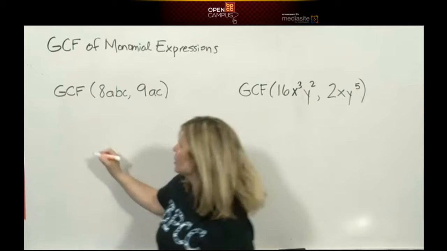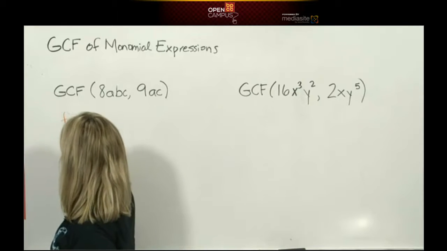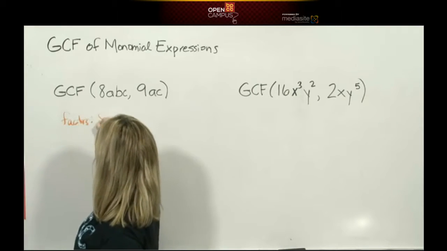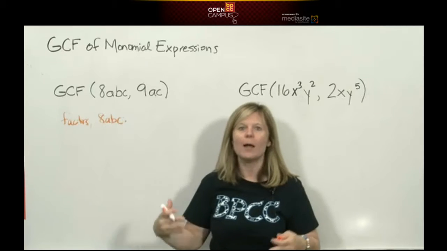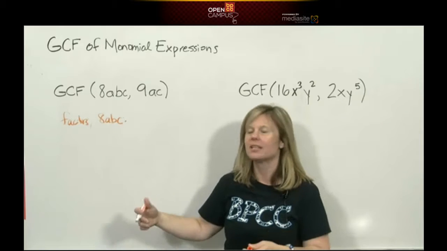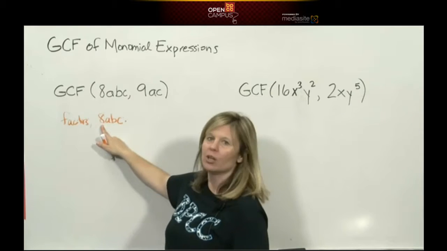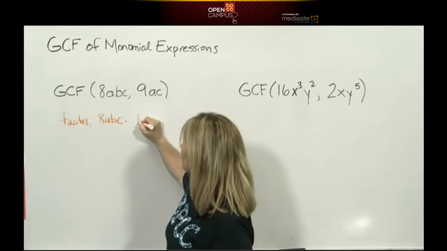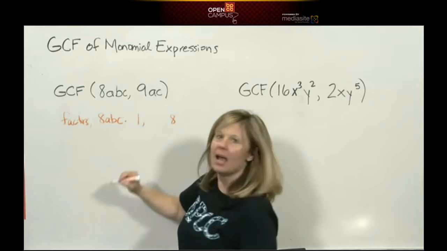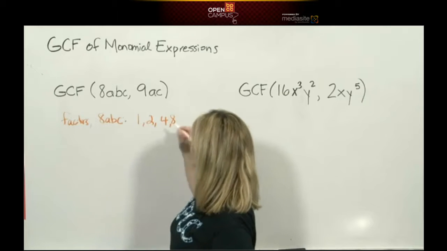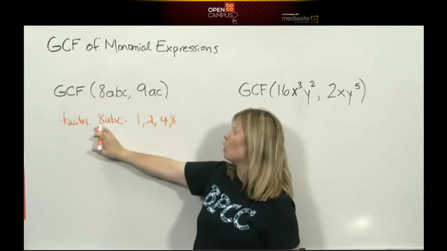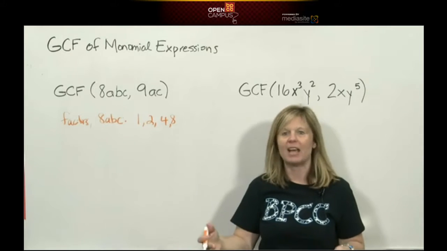So we want to list the factors of 8ABC, which I'm asking you is what multiplies to 8ABC. So we'd start with our coefficient. What multiplies to 8? Well, that could be 1 and 8, and that could also be 2 and 4. So there are your numbers that multiply for 8, your factors of 8.